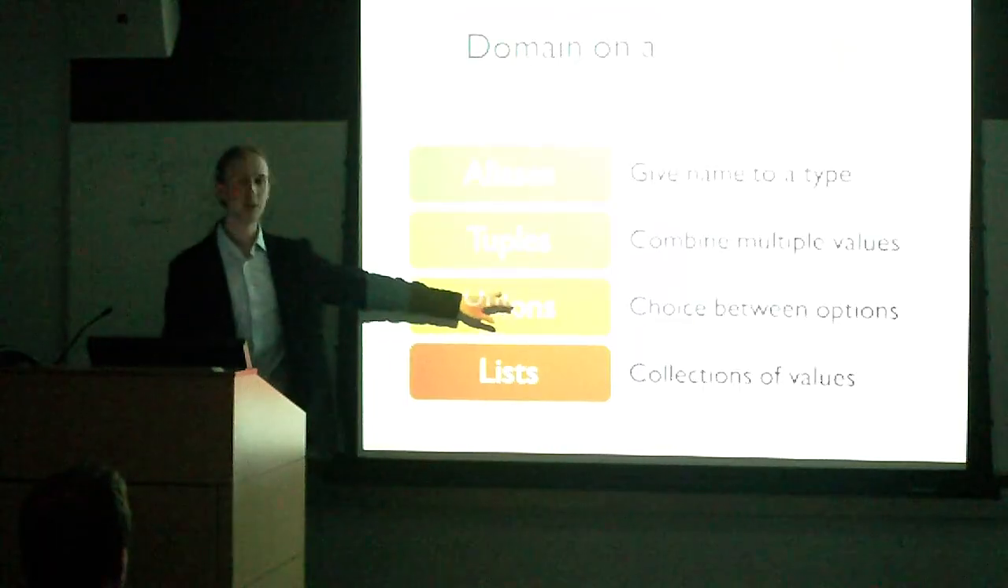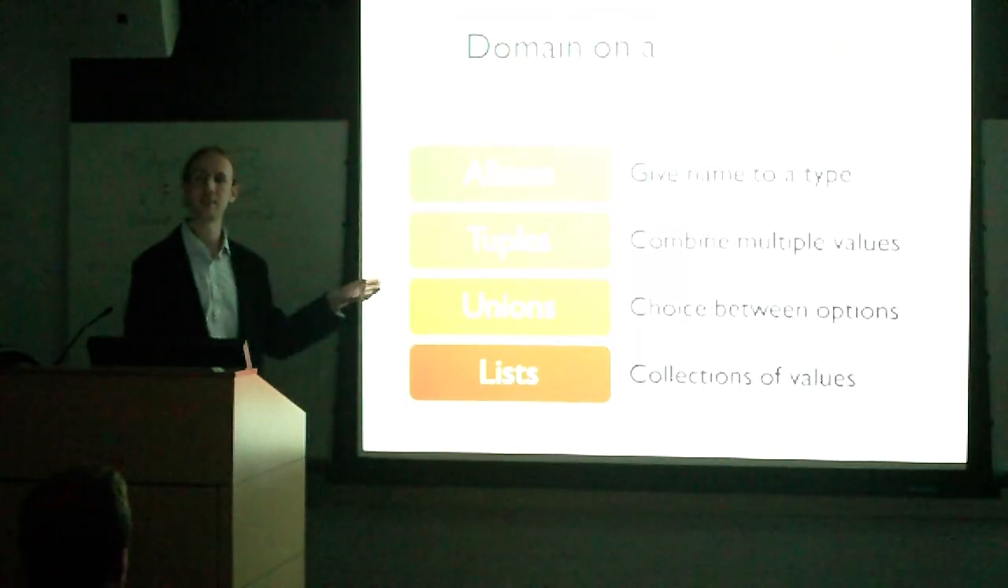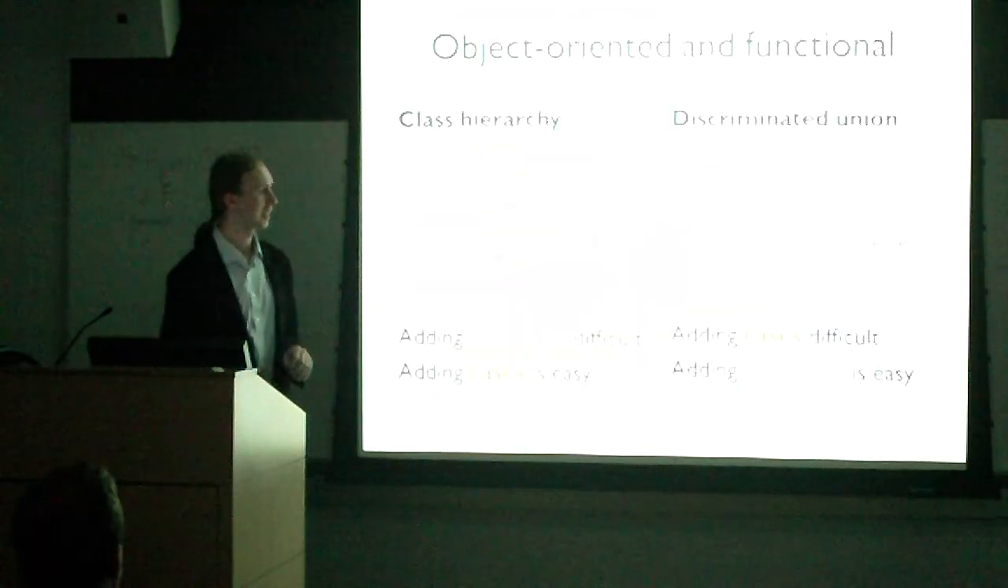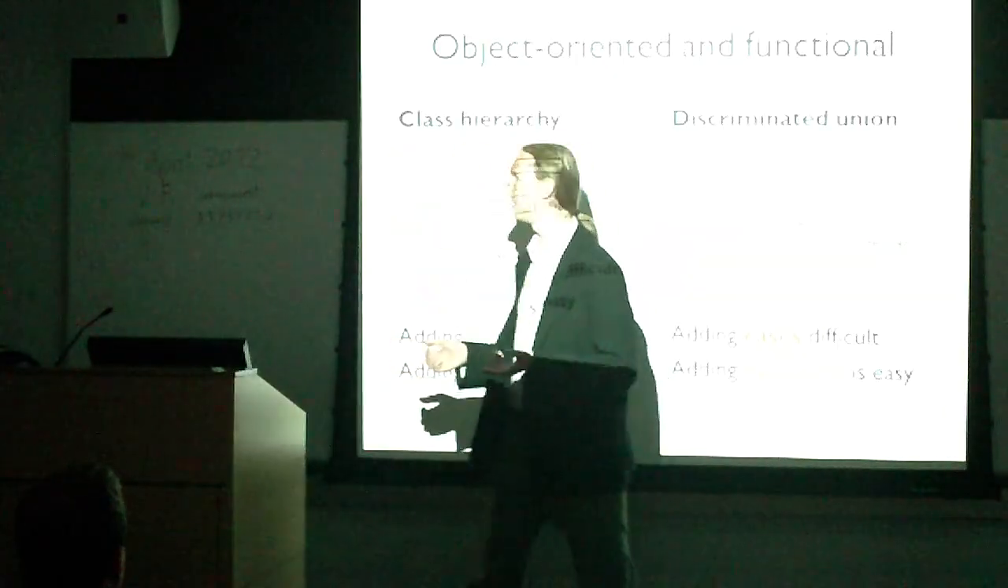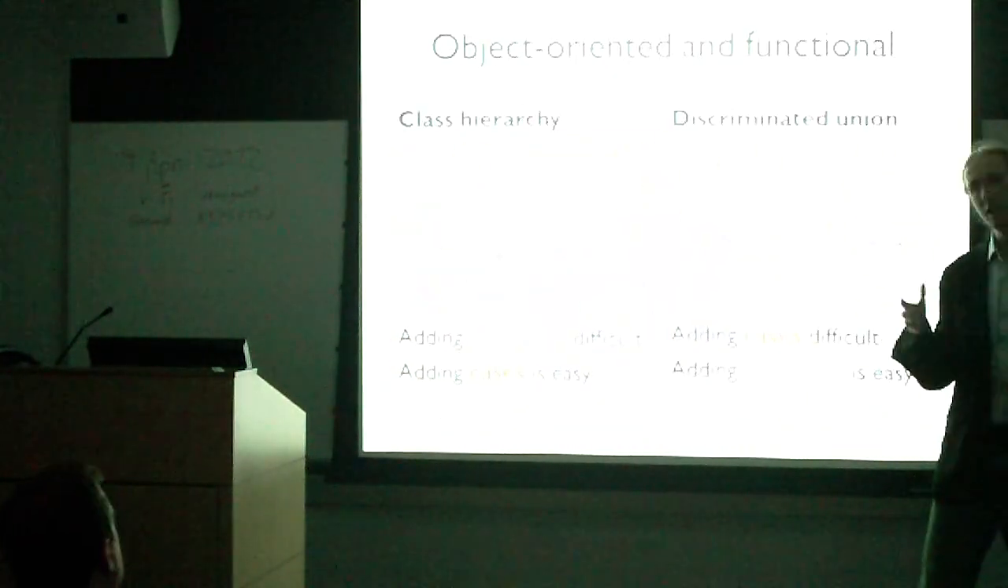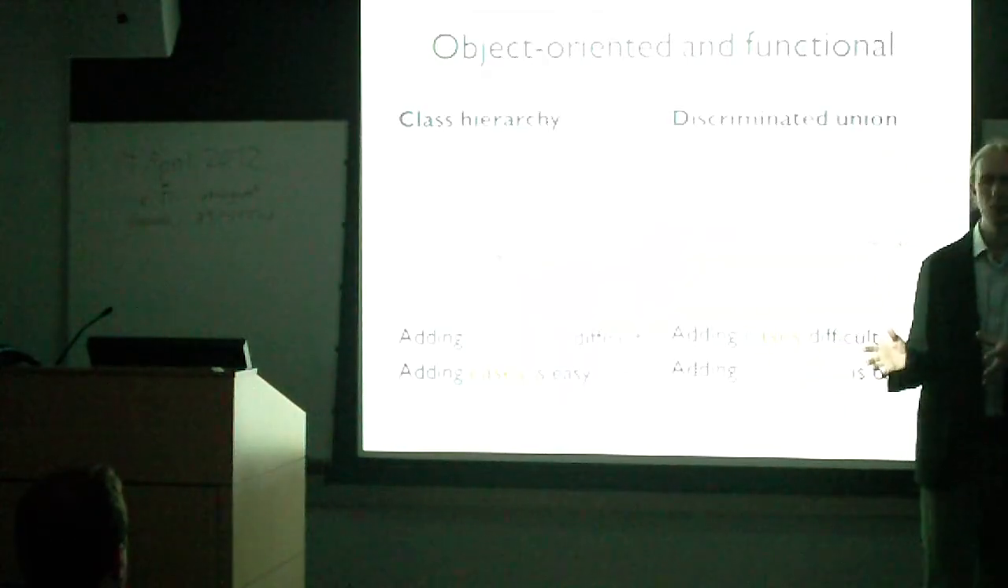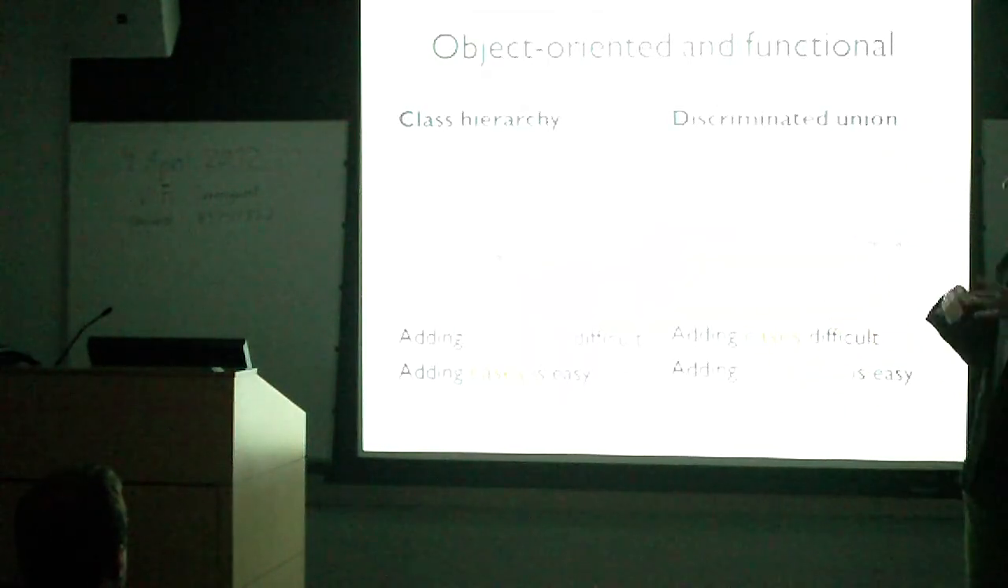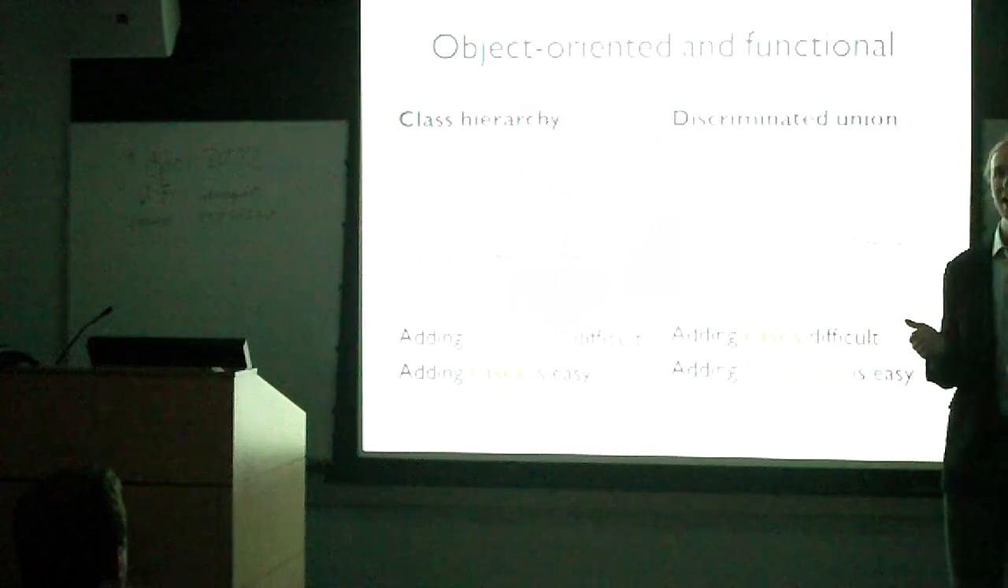So let me just say a few more things about unions, because I guess these are the most interesting types. And in some way, the discriminated union type corresponds to what object-oriented programmers think of as a class hierarchy.